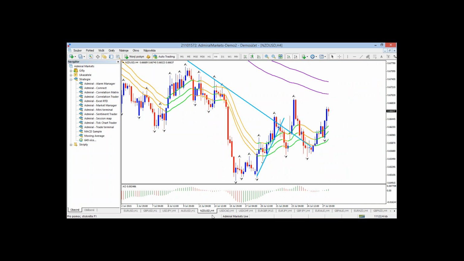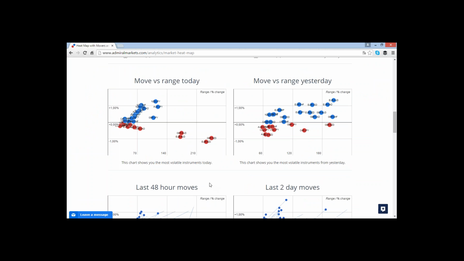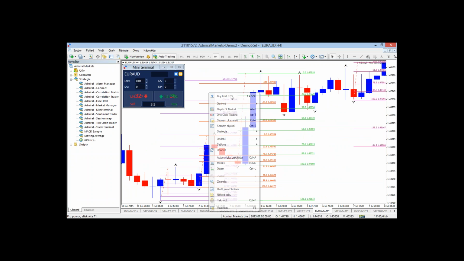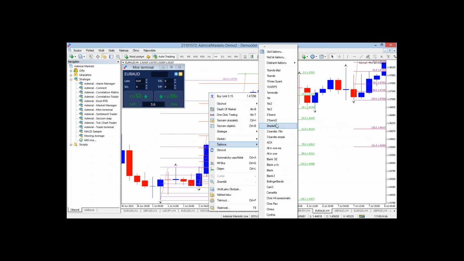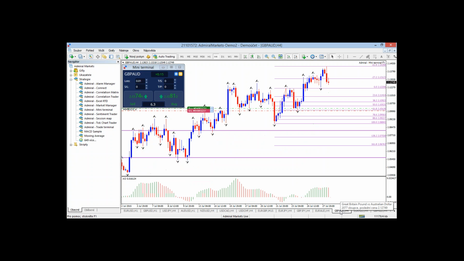Let me take a look at the others. Let me skip these particular pairs. Let me go to the ones that had a good count, like Euro odd, Euro CAD, pound odd, pound CAD, pound Swissy, pound New Zealand. Alrighty, Euro odd, pretty hefty upside.